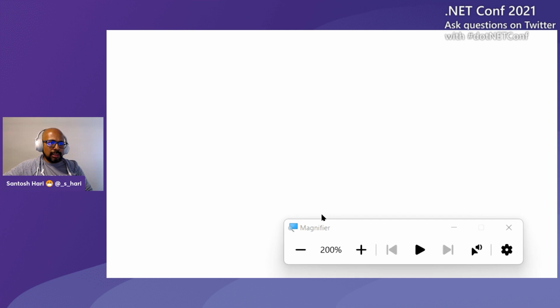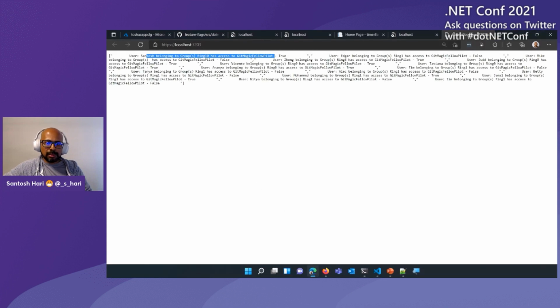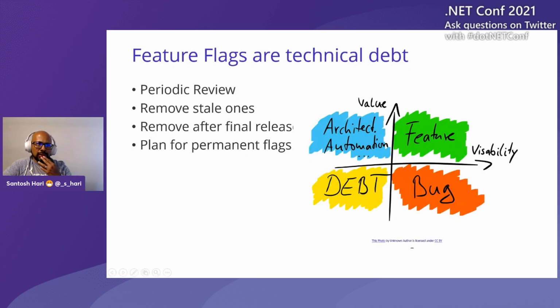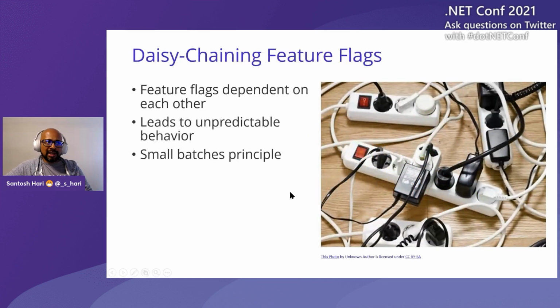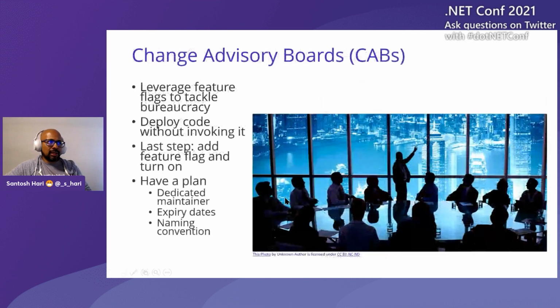So let me go ahead and stop with this. I'm going to finish off my slides and take questions. Some things I want to stress about feature flags: these are technical debts, so keep reviewing them. Do not daisy chain feature flags because it can lead to unpredictable consequences. You can use feature flags with change advisory boards, but you have to follow a process.